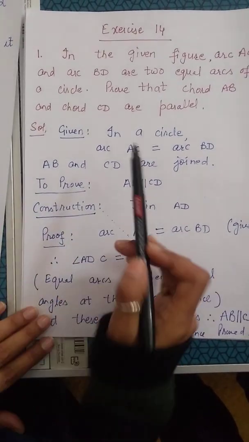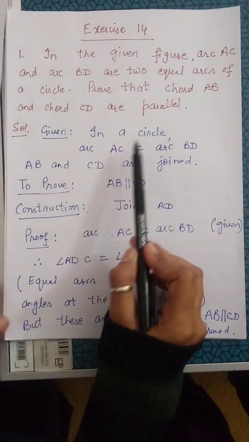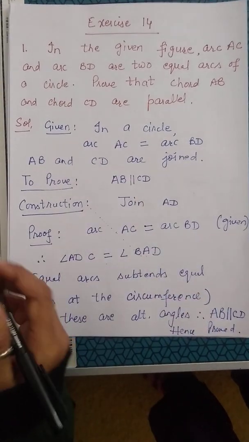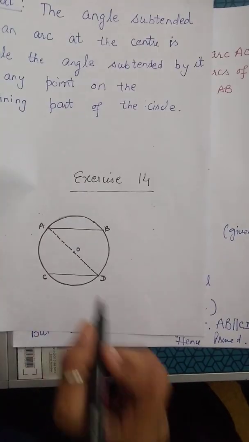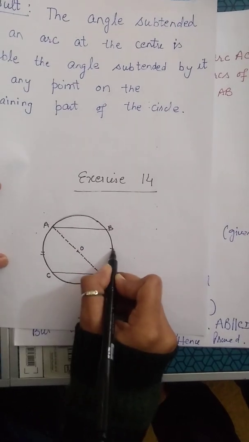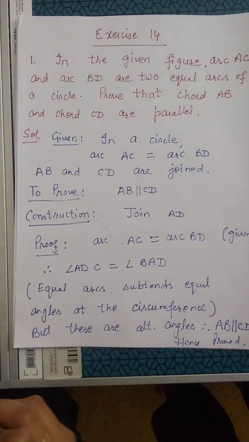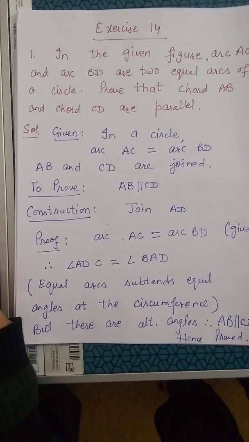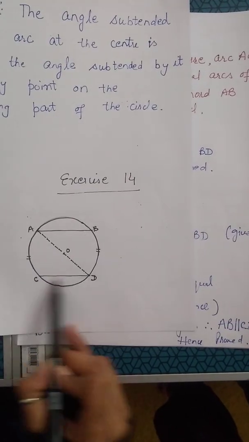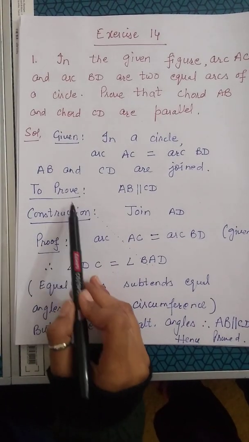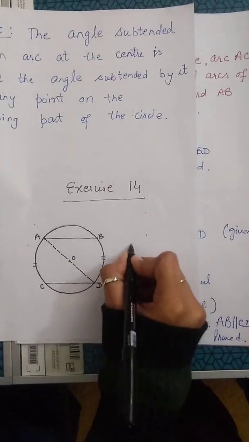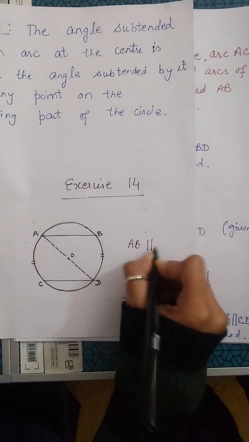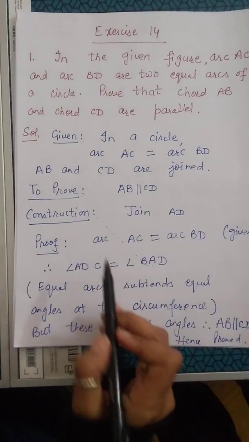Now what is given here in a circle? Arc AC is equal to arc BD. So AC and BD, these two arcs are given equal to us. AB and CD are joined. To prove: AB is parallel to CD. This is what we need to prove.